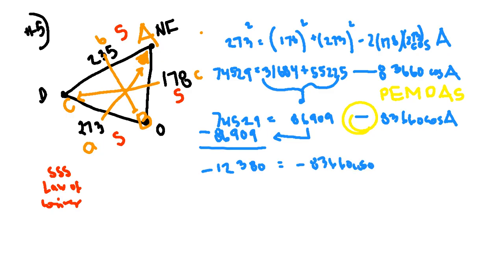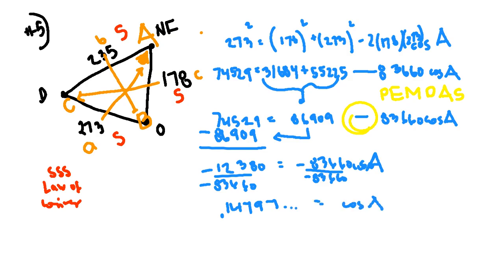cosine of A. Divide both sides by negative 83,660, negative 83,660. We're getting 0.14797, and that repeats, that goes on and on and on, equals the cosine of A.